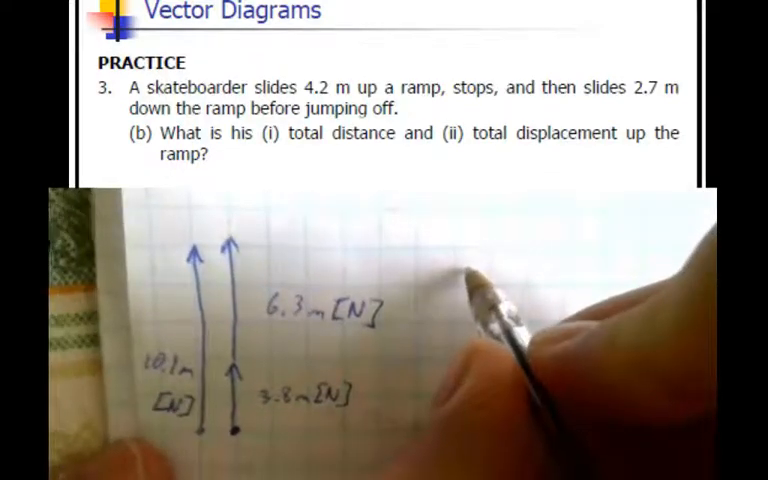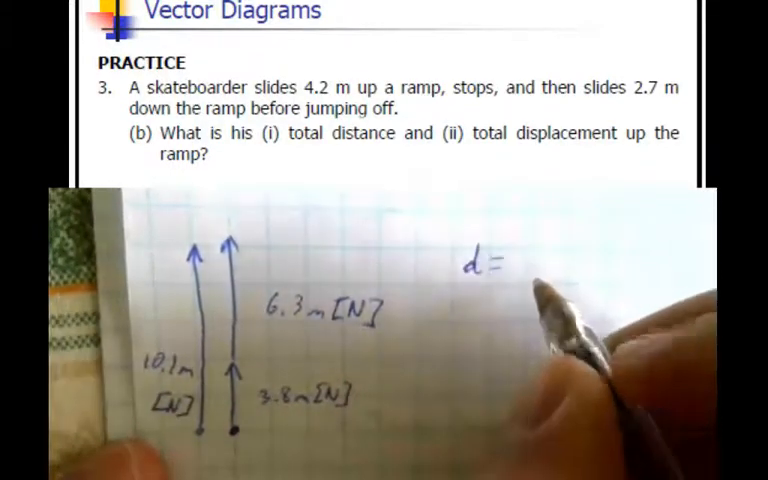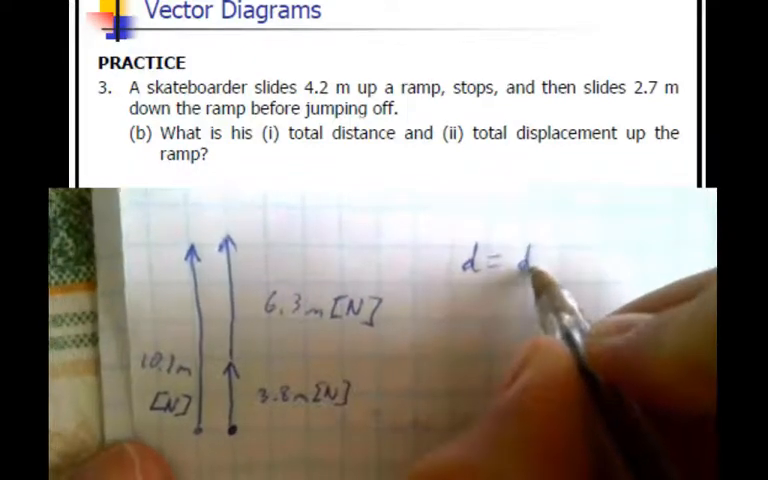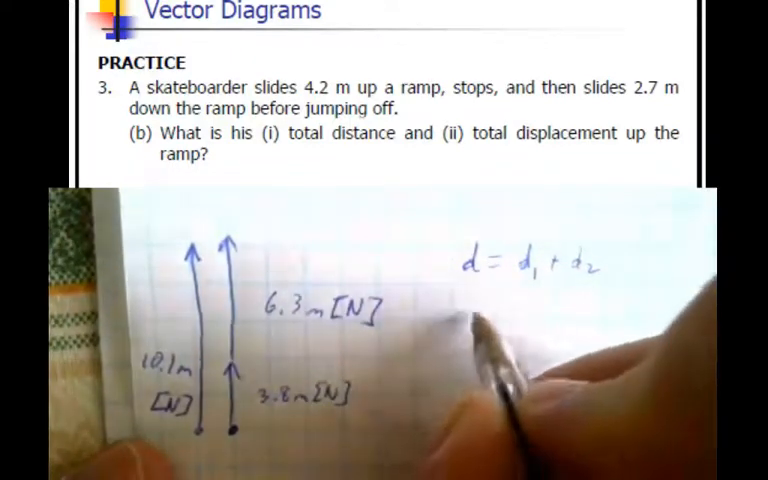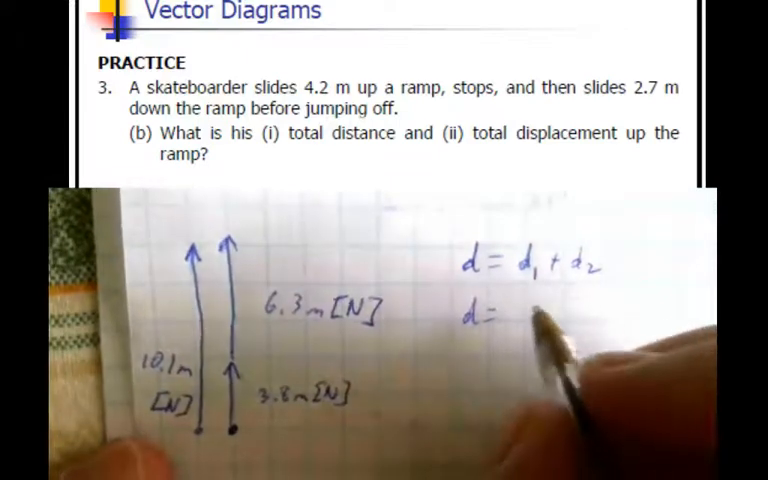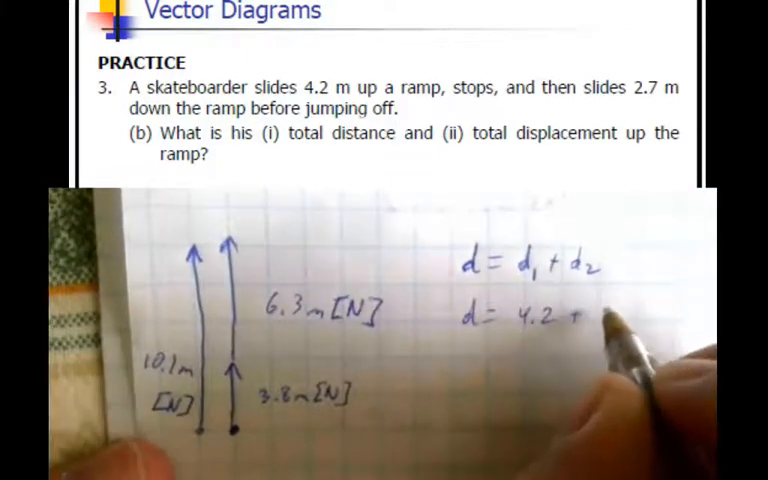The distance he travels is the sum of those two distances. So distance 1 plus distance 2. Distance is 4.2 plus 2.7.